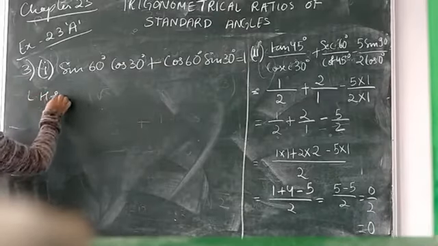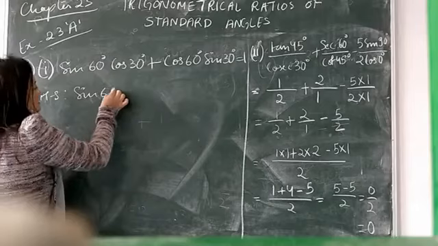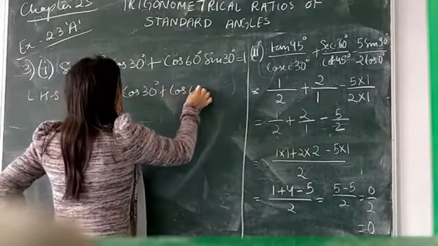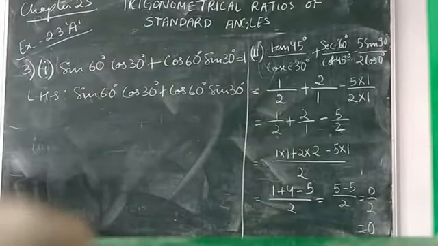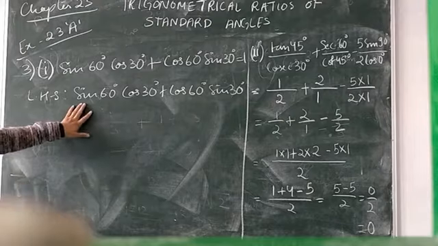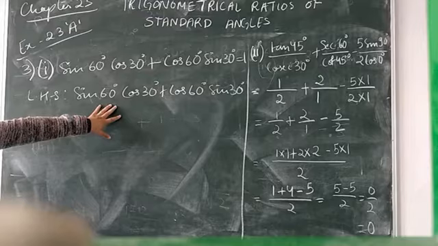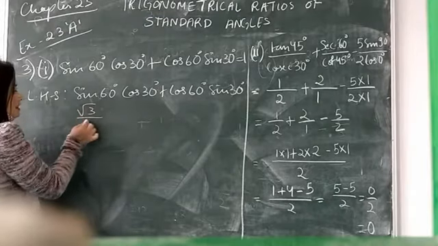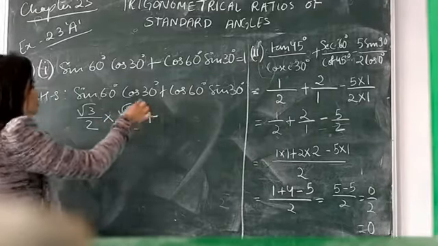So on the left hand side, okay, we first take the left hand side. What do we have on the left hand side? Sin 60 cos 30 plus cos 60 sin 30. So what do we have to do? We simply have to put the values. So what do we know? Sin 60 and cos 30 will have the same value. What is your sin 60? It's root 3 by 2. So cos 30 will also have the same value, root 3 by 2.